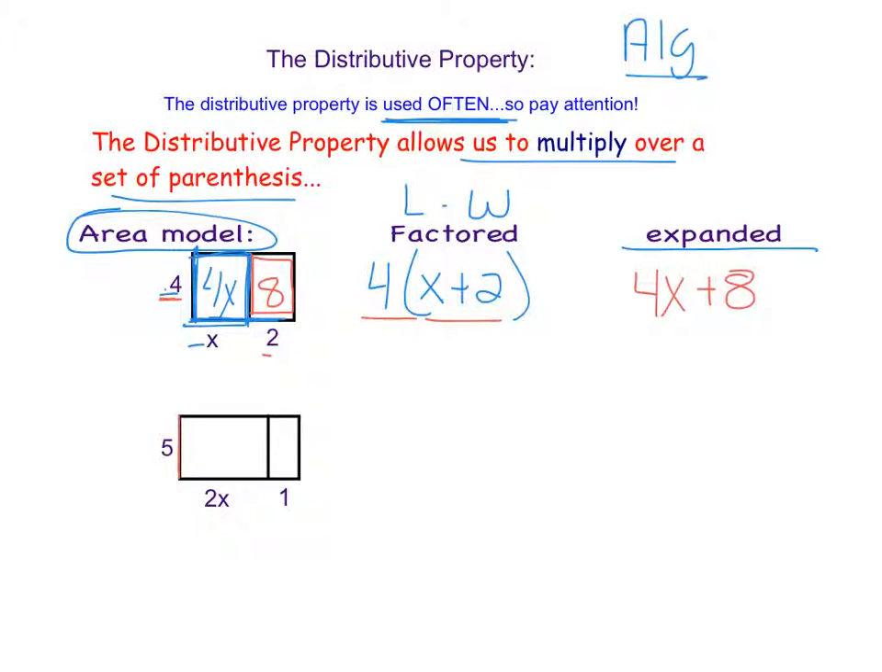So here, this red one first. Oops, let's do the length times the width first. Length times width. So my length is 5, and my width is 2x plus 1.